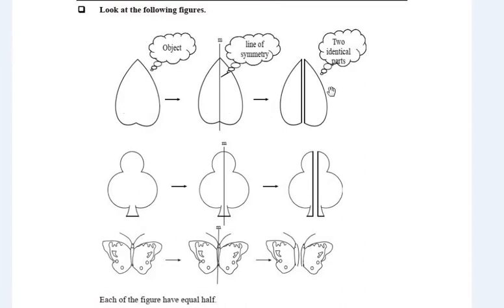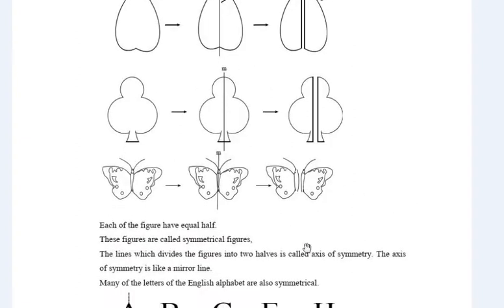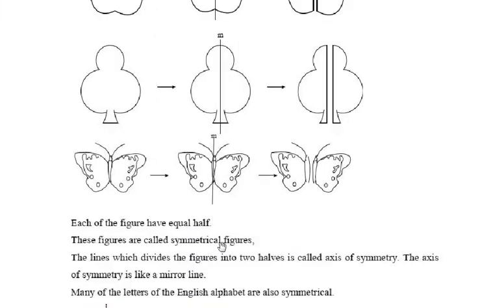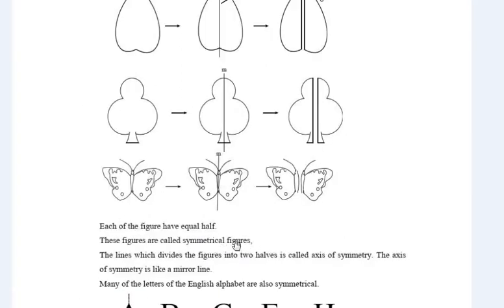And you can see this heart shape object can be divided into two identical parts. This tree-like object can also be divided into two identical parts. Butterfly can also be divided into two equal halves. So you can see each of the figures has equal halves. That means equal parts can be constructed by making a straight line. So these figures are called symmetrical figures. Understand? Those figures which can be divided equally into two equal halves are known as symmetrical figures.